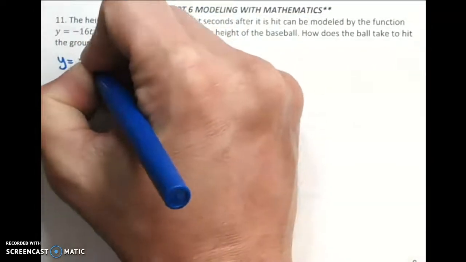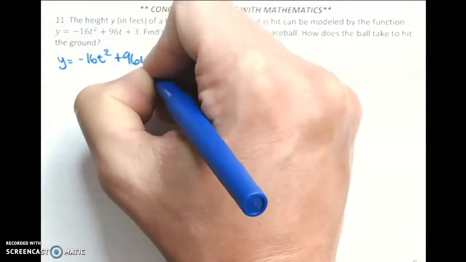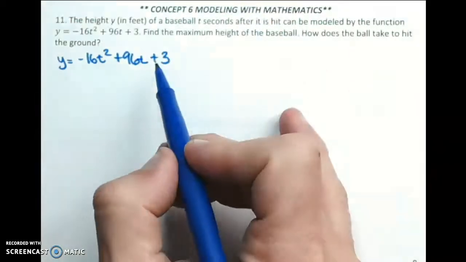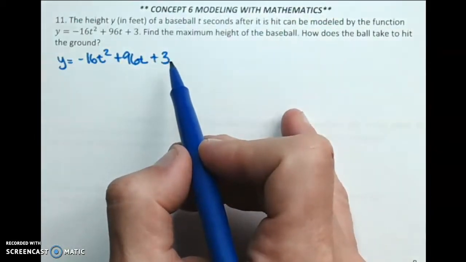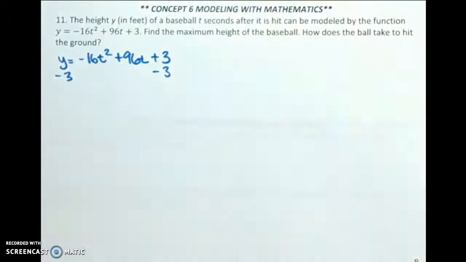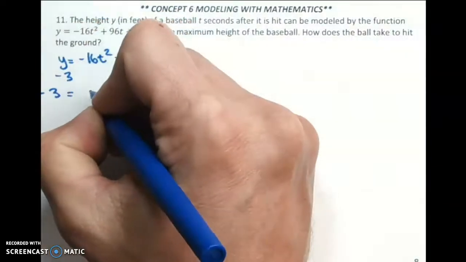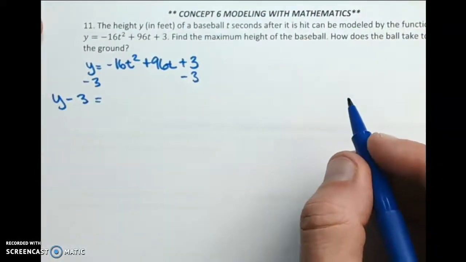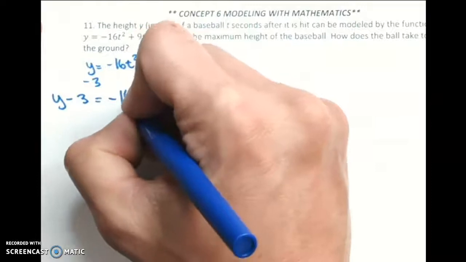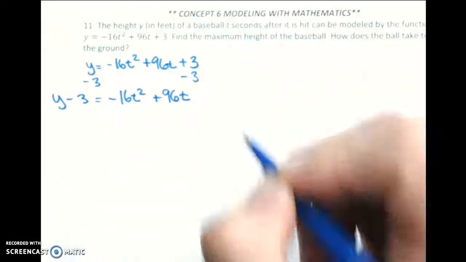Y equals negative 16t squared plus 96t plus 3. What I'm going to do is move this 3 on over to the other side. I do not have a perfect trinomial square. 3 is prime. So now I have y minus 3 equals negative 16t squared plus 96t.